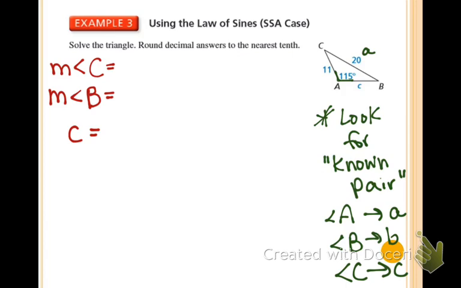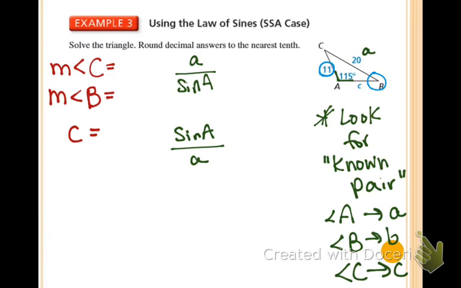We can't find C first because here's what we're going to end up doing. We're going to end up either using a over sine of A, or we're going to use sine of A over side a. And what will happen is we need one missing piece, not two missing pieces. Do we know anything about side C or angle C? No. So we can't find anything about that one yet. What we do know is we don't know angle B, but do we know side B? We do know that one. So we could use the known pair we have, which I highlighted in green, and find the angle we don't know and use the side we do know.